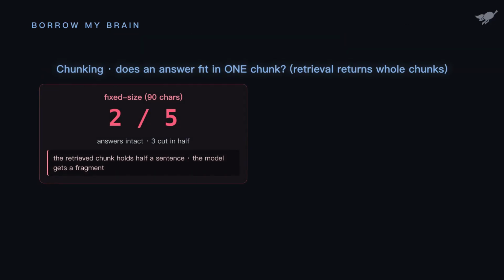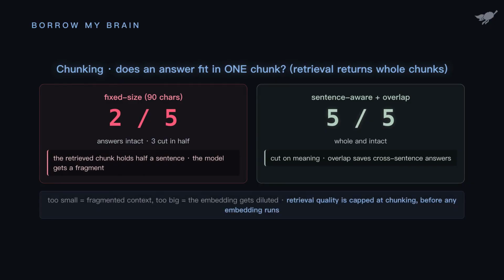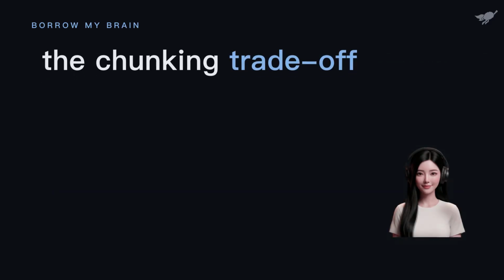Let's actually run it. A refund policy running a bit over 400 characters, 5 questions, and we check whether each question's answer lands inside a single chunk. Fixed length chunking. Of the 5 answers, only 2 come out complete. The other 3. How to start a return, gift cards, damaged items. All split apart. Switch up the chunking. Cut on sentence boundaries and leave 1 sentence of overlap between neighboring chunks. All 5 answers, whole and intact. 5 out of 5.